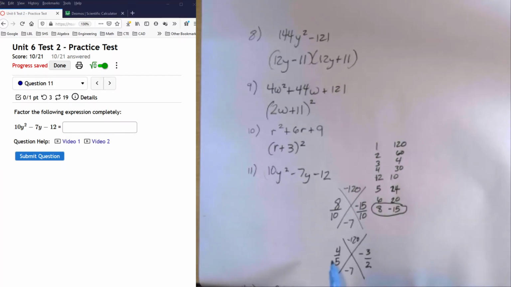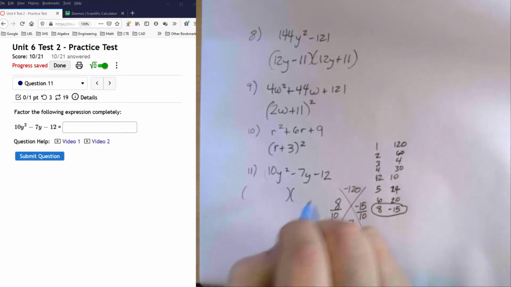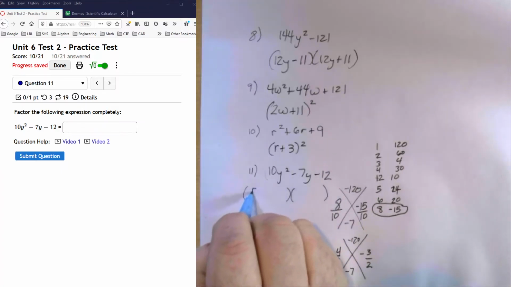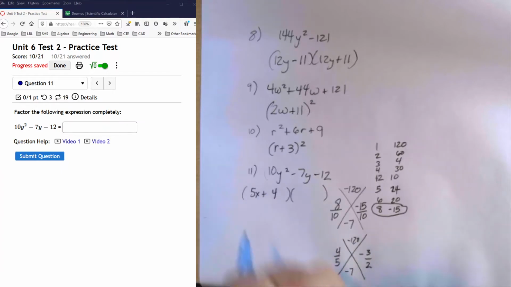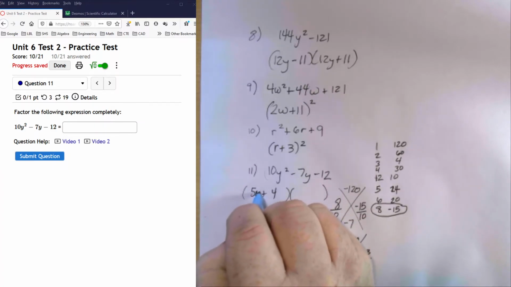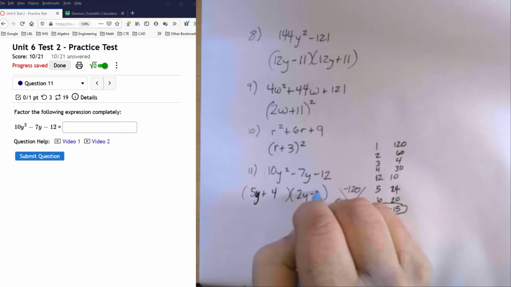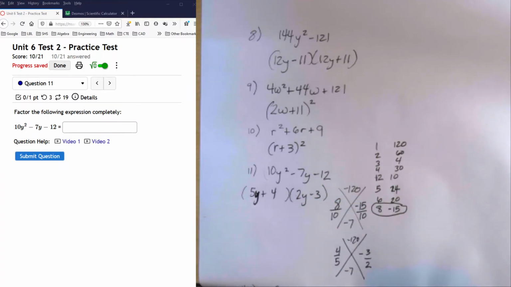Okay, now these numbers here tell me my factors. So when I go to factor these out, this is my x term, so this is going to be 5x plus 4. And then this fraction here is the other one. This is going to be 2x minus 3. These are actually going to be y's. And I did it again. 2y minus 3. Okay? So that's how that factors out.